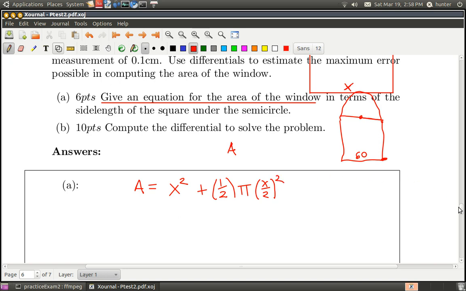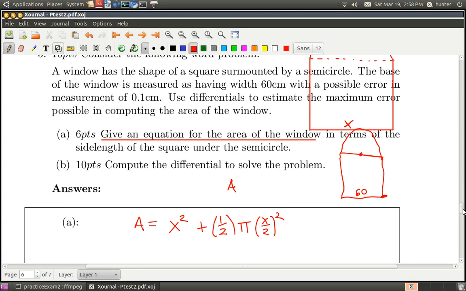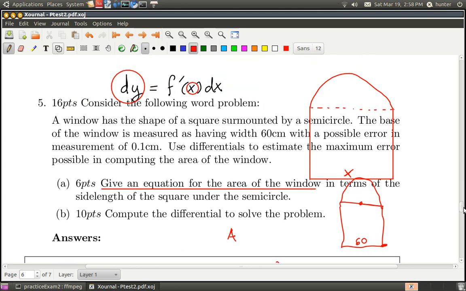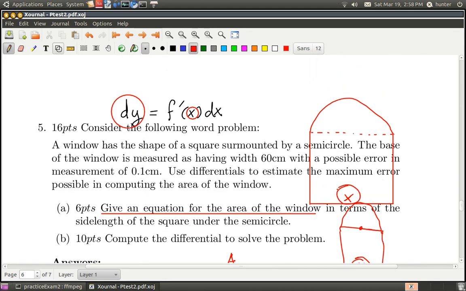Okay, so notice that I wrote everything in terms of x. I didn't write 60 anywhere. That's because we want to know how y changes as x changes. If I just write 60, then I can't wiggle that, right? Because that's just a number. I want the variable around until the very end.